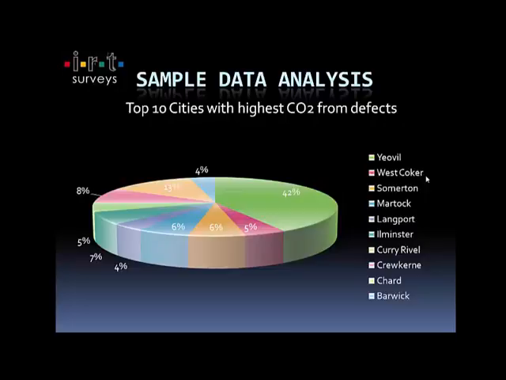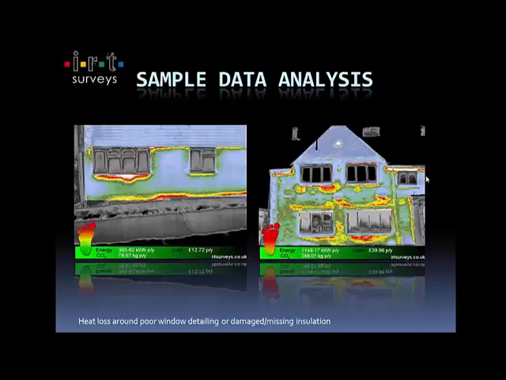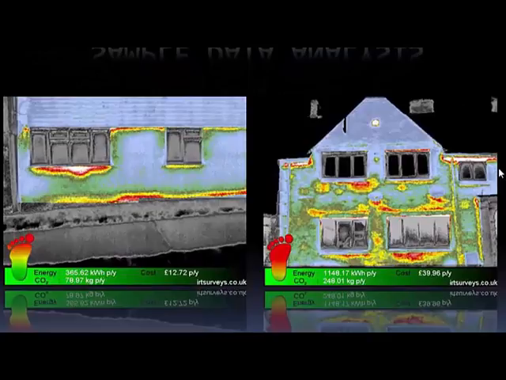And then here we have just some sample images of what you would expect to see and what those defects are. These two images show typical regions of heat loss from around windows. This could be caused by poor detailing around these windows, allowing heat to escape. It could be that poor detailing has allowed moisture to penetrate into the cavity, damaging the insulation. Or it could be that when they've put these windows in, for whatever reason, the installers have removed or damaged the insulation.